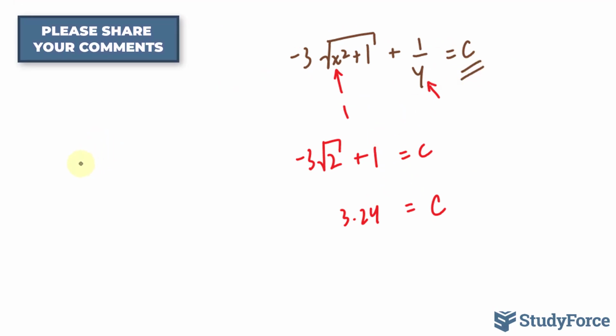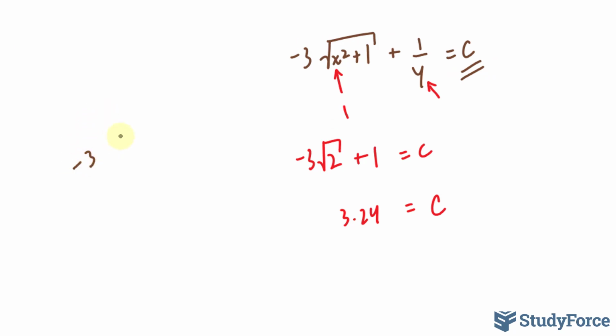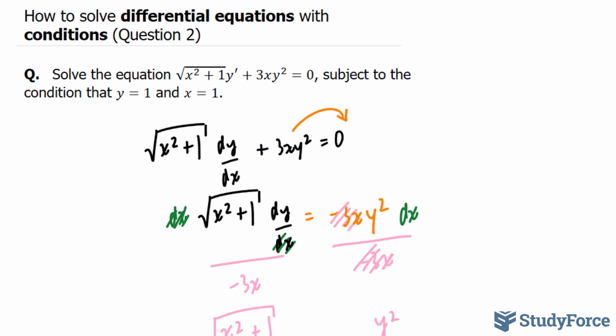So your final answer is negative 3 times the square root of x squared plus 1 over y is equal to 3.24. And there you have it. That is how to solve differential equations when given conditions.